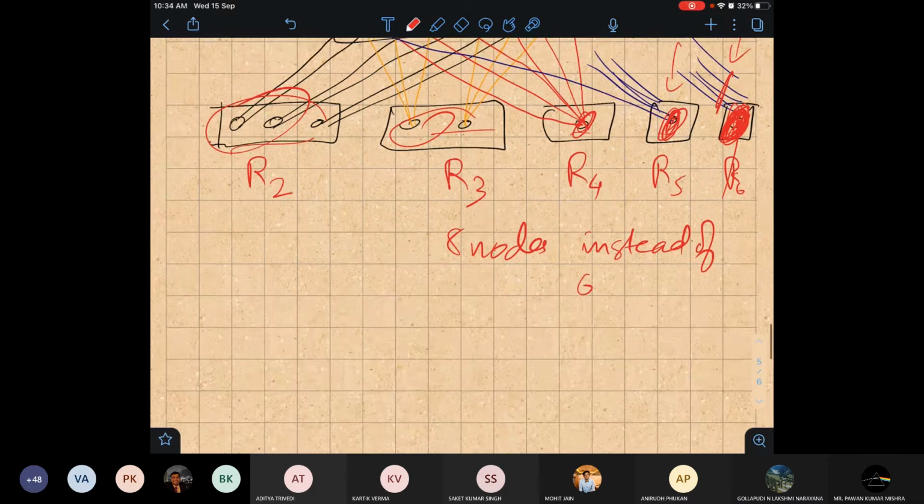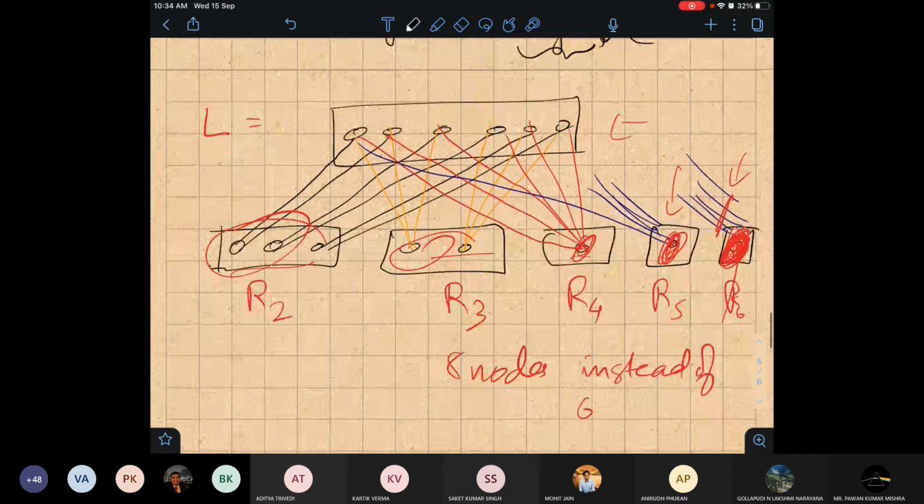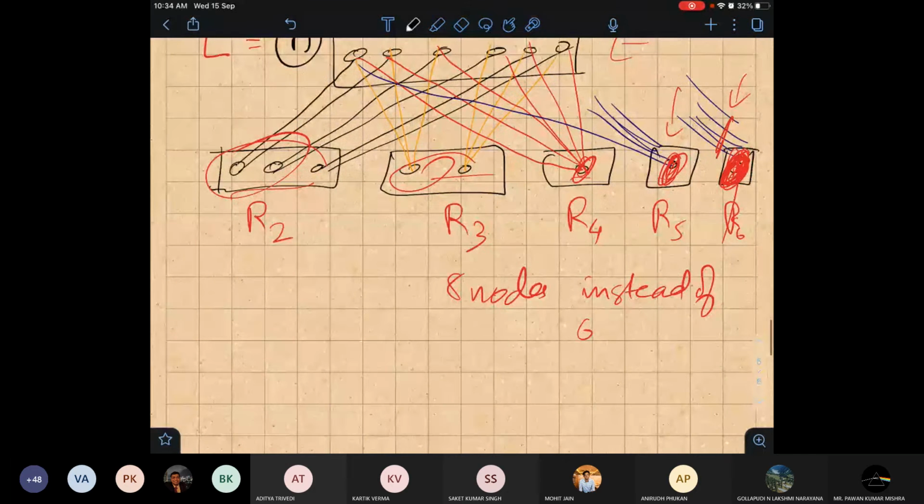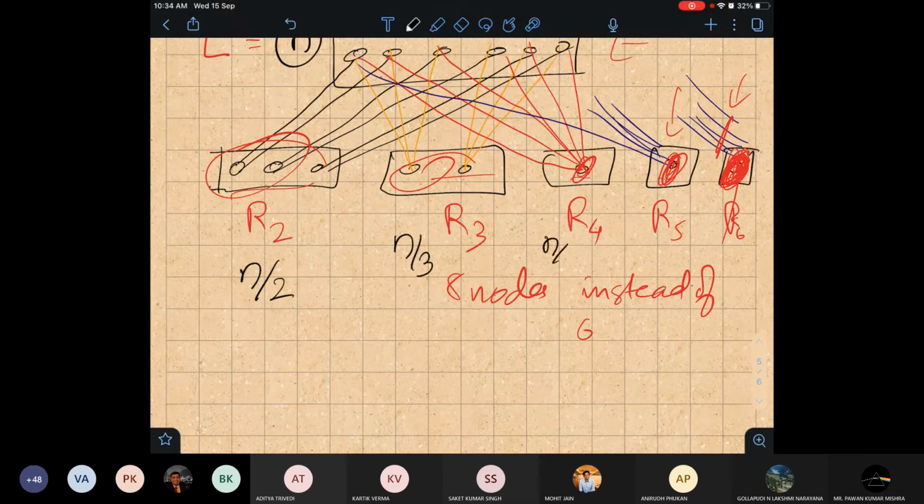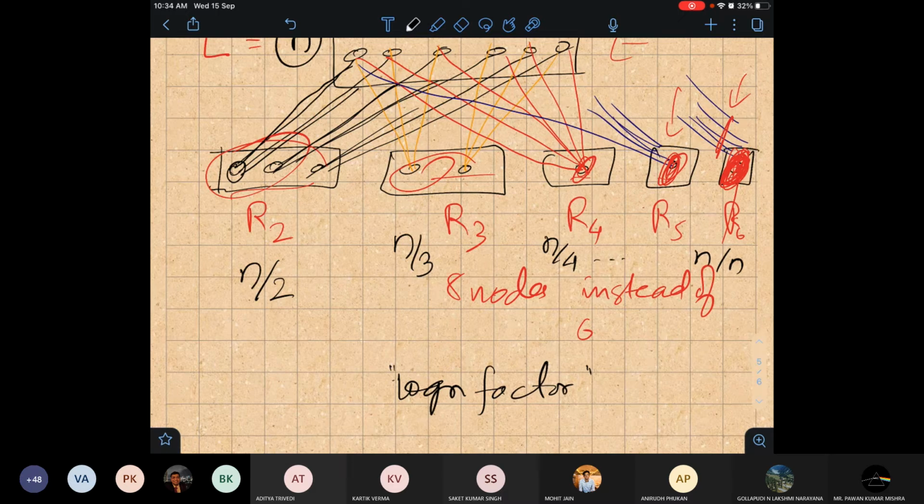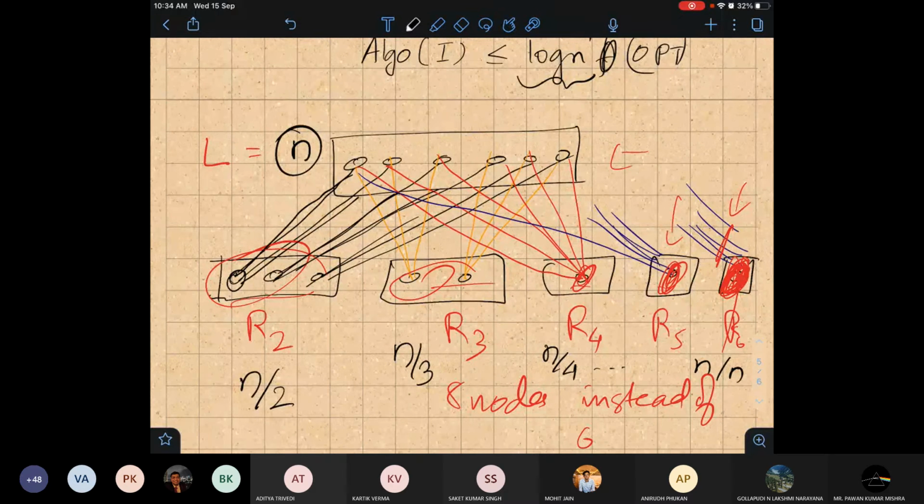Okay. So one can verify it. Suppose L has n nodes. What I am doing here is putting n by 2 nodes here, n by 3 nodes here, n by 4 nodes here, n by n nodes here, and I am drawing edges, like each node will have 2 edges from here. If you calculate, this algorithm will return a log n factor, which is not good because one can see the optimal is n very easily.